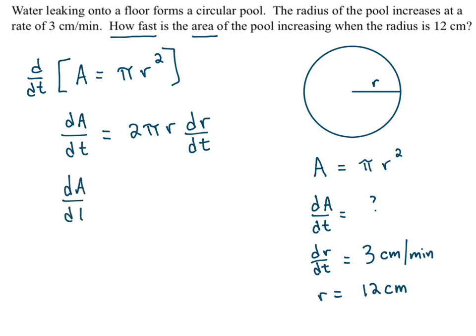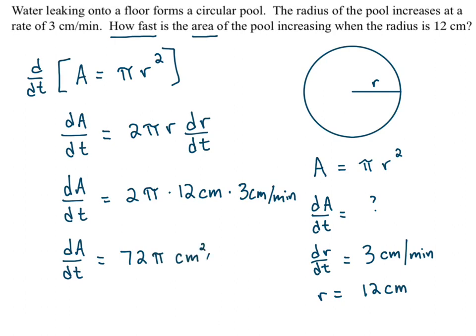So let's go ahead and plug in our numbers here and see what we get. So 2 pi times the radius at that moment was 12, and the change of the radius, how fast the radius was changing, was 3 centimeters per minute. And I'm going to multiply those together. So multiply the 2, the 12, and the 3, I get 72.